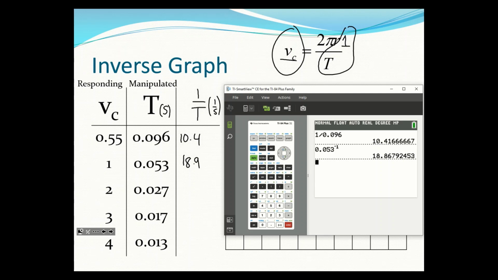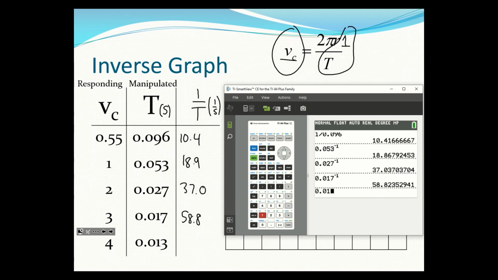And then I go 0.027 and I 1 over that, and I get 37.0, 0.017, I 1 over that, I get 58.8, and my last one 0.013, I 1 over that, and I get 76.9.